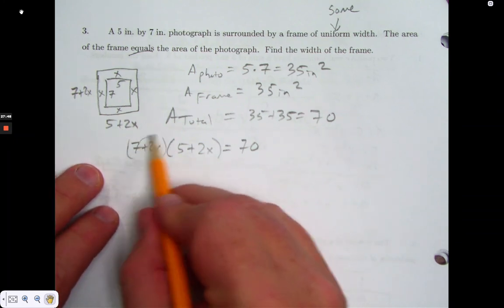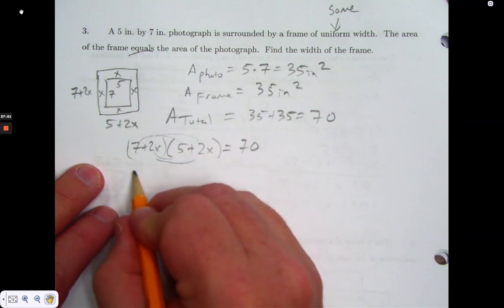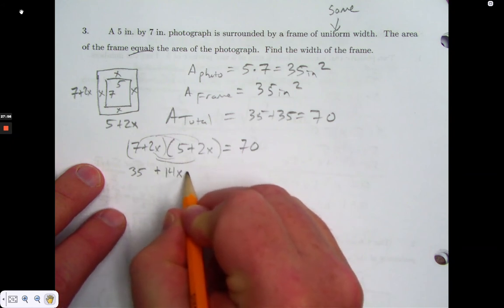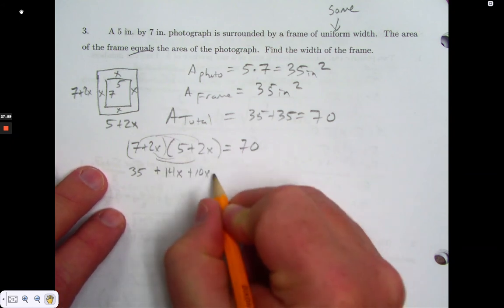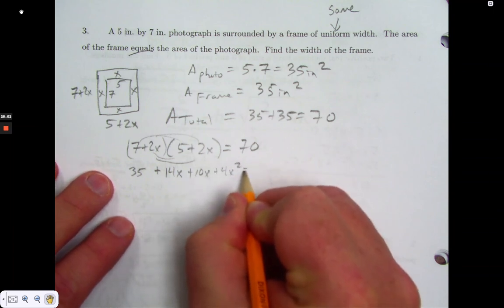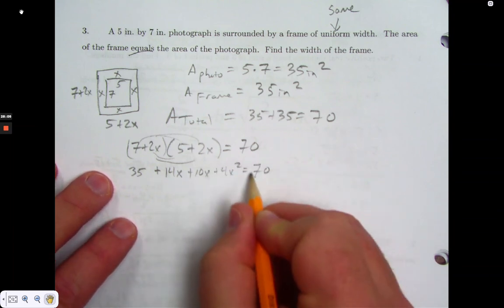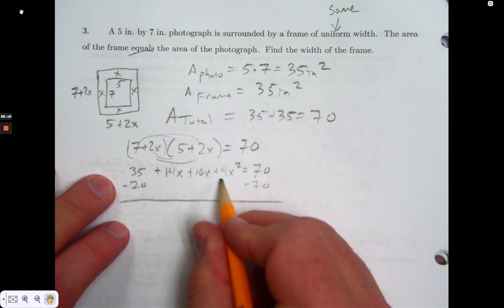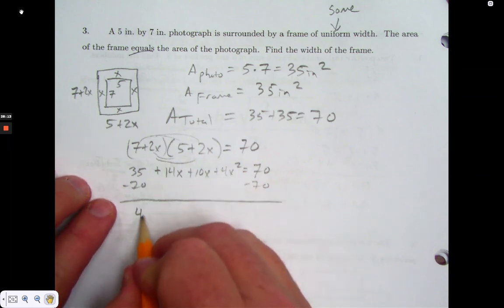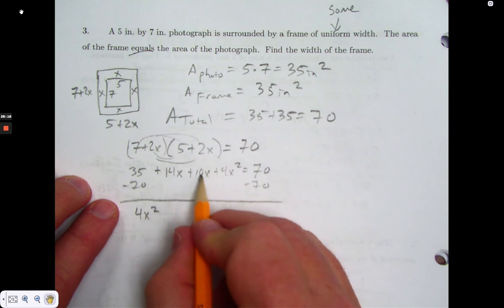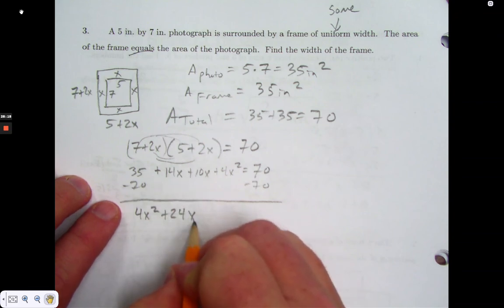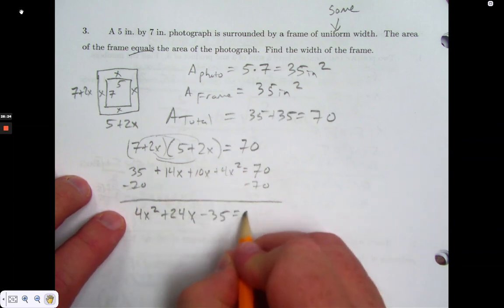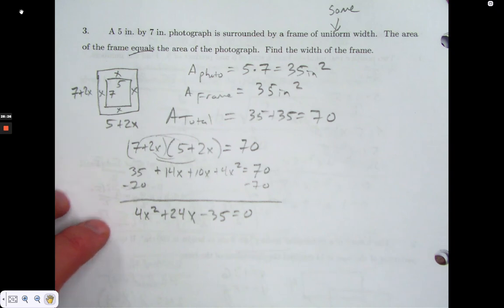So then if I actually go through and FOIL this out, that's going to give me 35 plus 14x plus 10x plus 4x squared equals 70. Well, I want this equal to 0, so I'm going to subtract 70 from both sides. And when I rewrite it, I'm going to rewrite it in the order that I want. So 4x squared, and then my 14x and 10x come together to give me 24x. And 35 minus 70 leaves me with a negative 35 equaling 0.